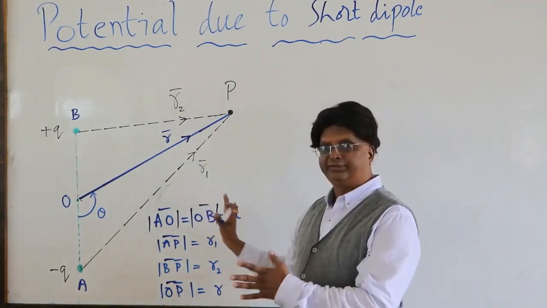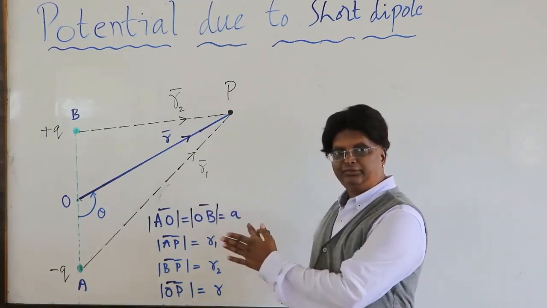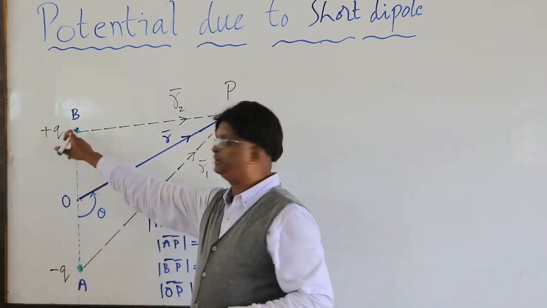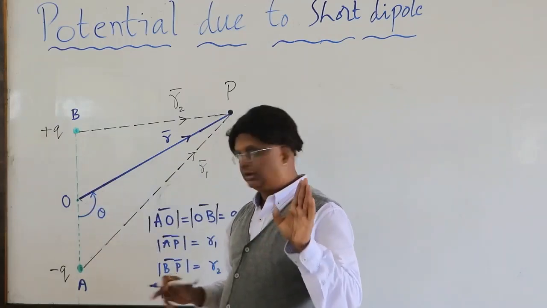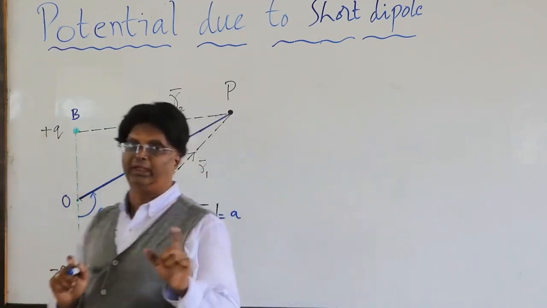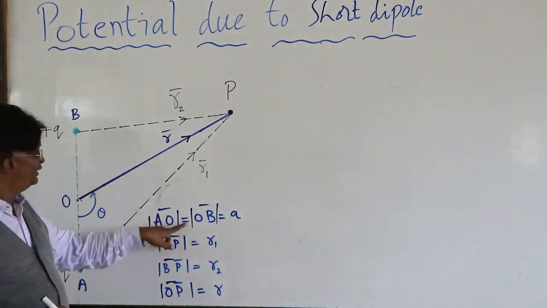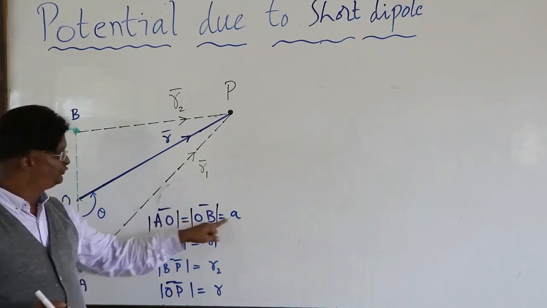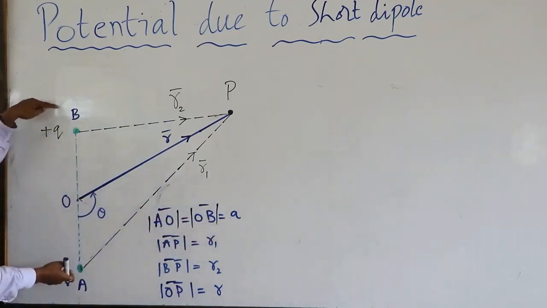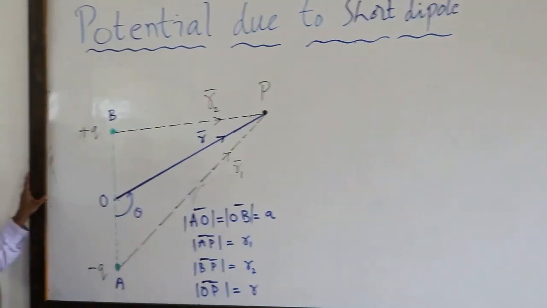Now, see, everything is ready here. This is a system of minus q and plus q with separation 2a. This separation AB is 2a for mathematical convenience. Therefore, AO and OB will be equal to a. Now see here, AO bar is equal to OB bar, and this magnitude is equal to AB. So this is a dipole of length 2a and O is the center.